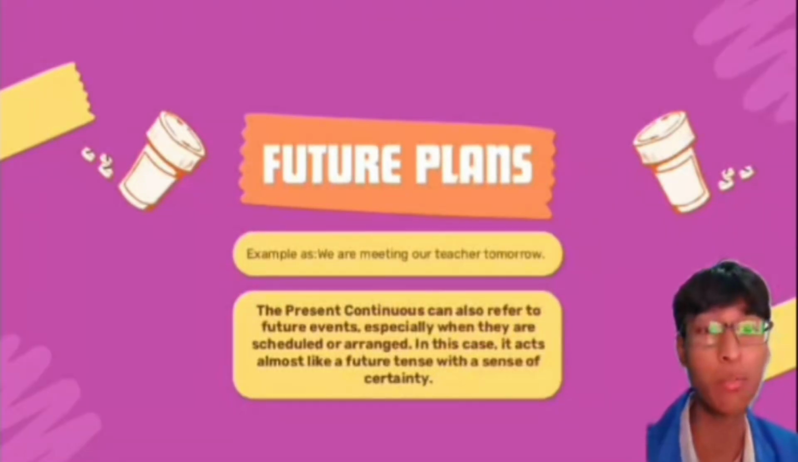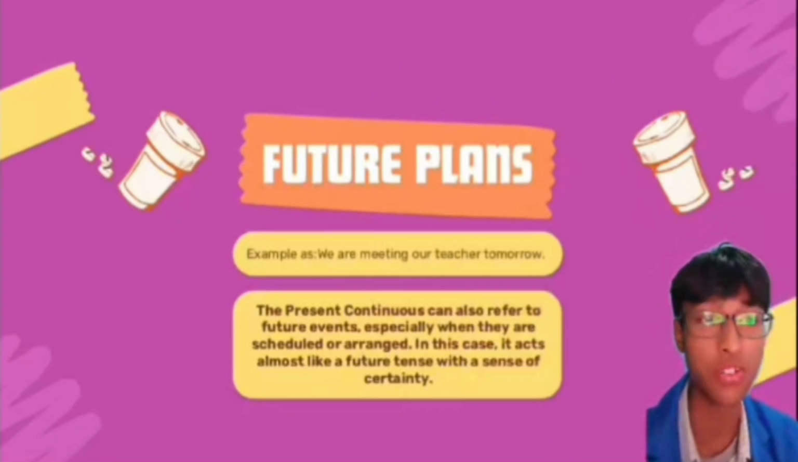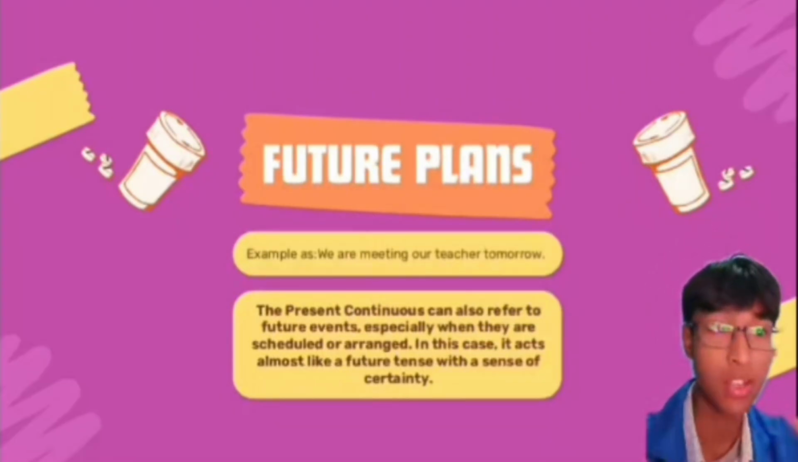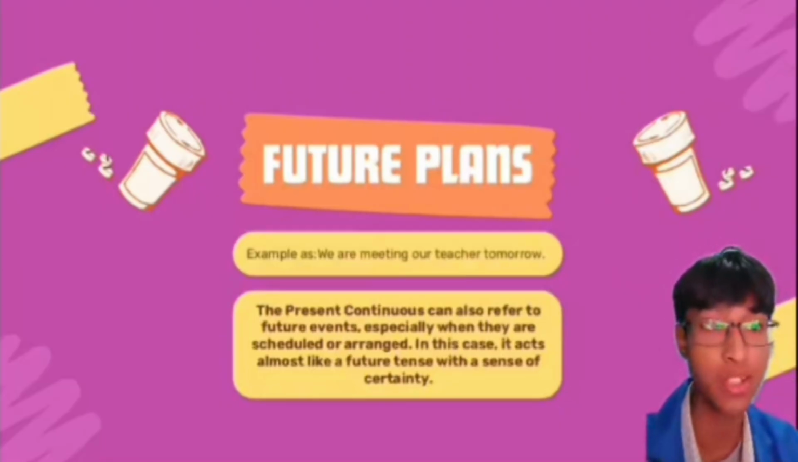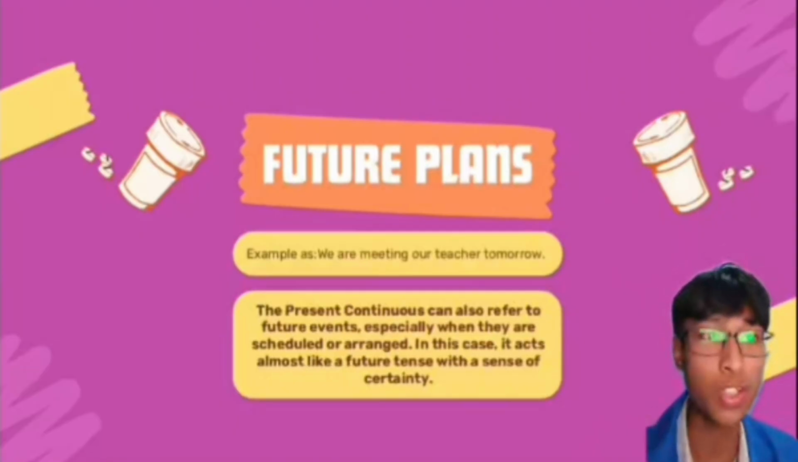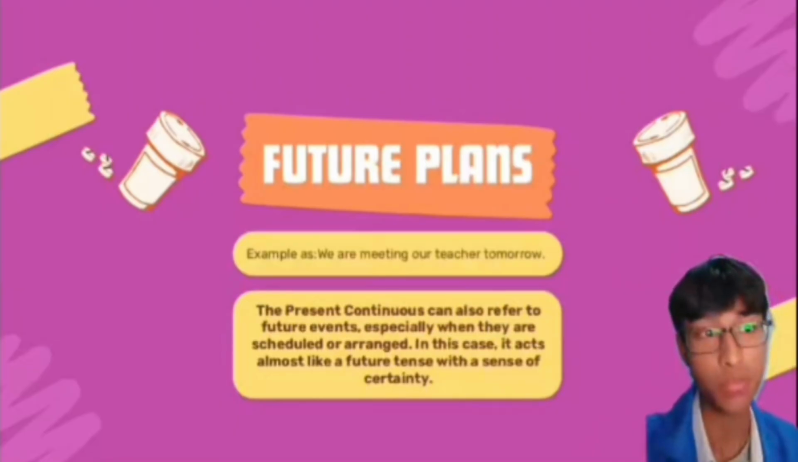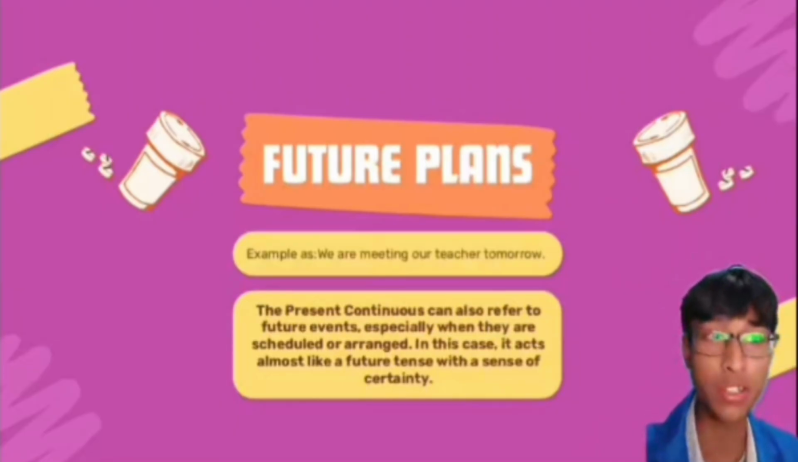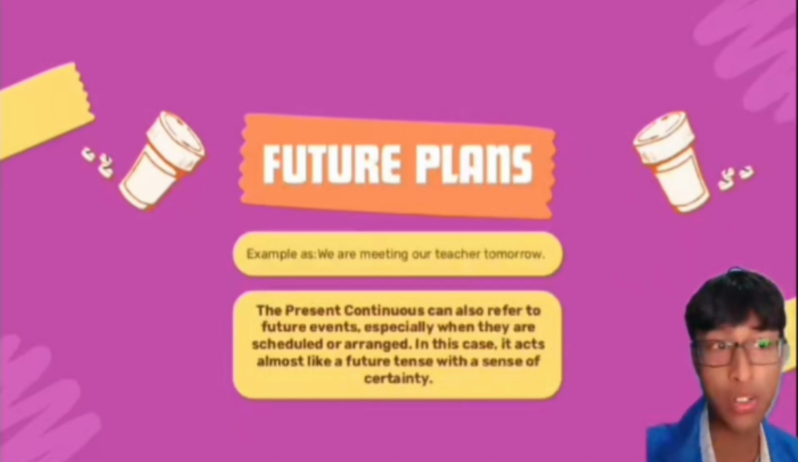Example, as we are meeting our teacher tomorrow. The present continuous can also refer to future events, especially when they are scheduled or arranged. It acts almost like a future tense with a sense of certainty. The present continuous can also be used for future plans. When you say, we're meeting our teacher tomorrow, it's already arranged like a schedule. So it's almost like talking about the future, but with more certainty.